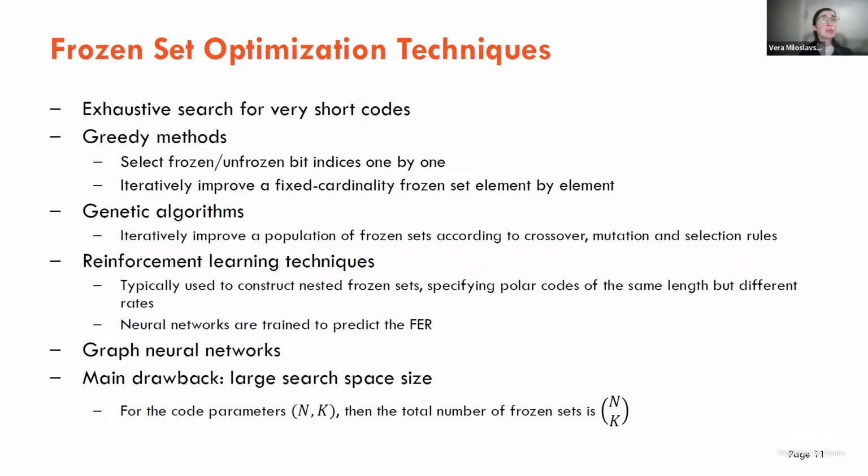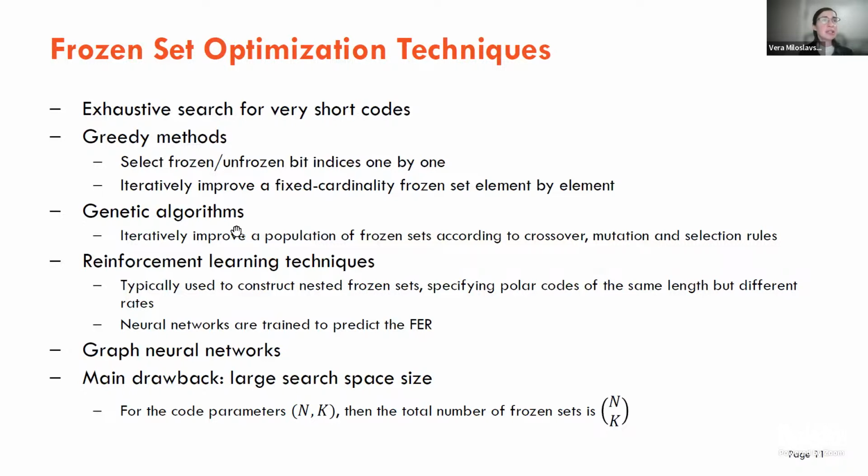So, about frozen set optimization. The most popular techniques are some greedy methods. For example, we can construct the frozen set element by element, bit by bit, selecting one at a time, or reducing the cardinality of the frozen set element by element. Another greedy approach is to take one existing very good frozen set and then further improve it by modifying one of its elements at a time. And here we always work with a frozen set of the same cardinality.